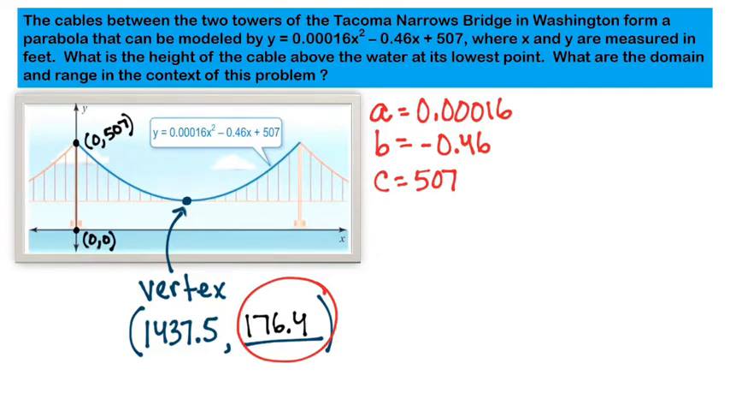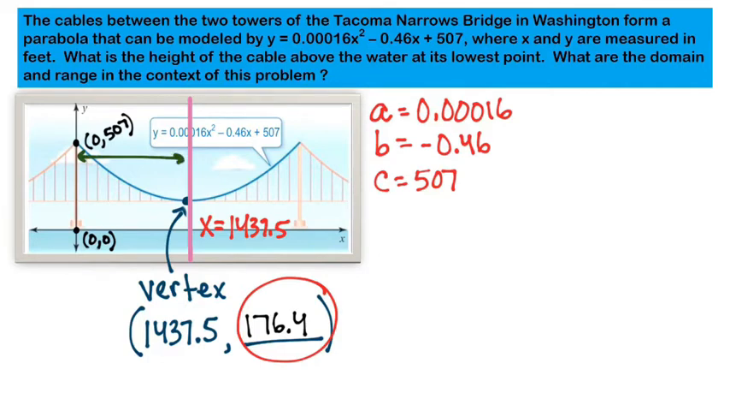So the first thing we're going to do is add the axis of symmetry to our graph. And the axis of symmetry is a vertical line that goes right through the vertex. Our axis of symmetry on this problem would be x equals 1,437.5. But the important thing about the axis of symmetry that will help us on this problem is we know it can give us a third symmetrical point.